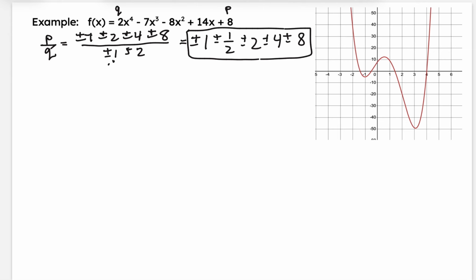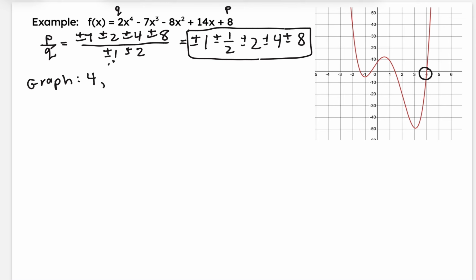Step 2 is we're going to graph it. So I saved us the time and I already graphed it over here. What we're looking for on our graph, in combination with our P over Q list and our graph, is where does it look like it's crossing the x-axis? Well, I see clearly 4. So from the graph, I would write down that I see the number 4.